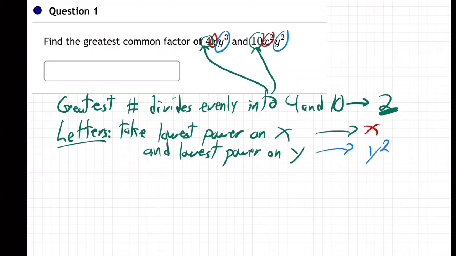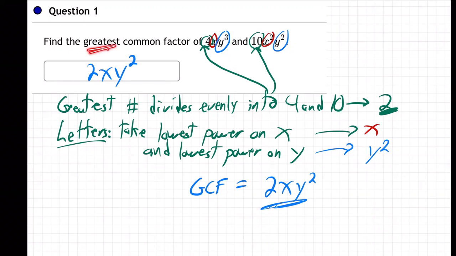So then putting it all together, what's called the GCF, the greatest common factor, is 2xy squared. That's our answer, 2xy squared. What did we just do? We found out the most they have in common. That's why it's called the greatest common factor. It's the most they have in common.